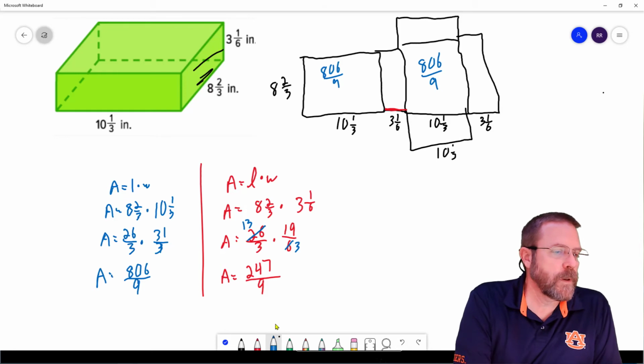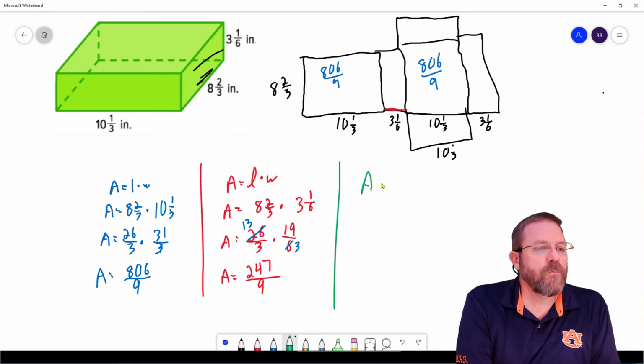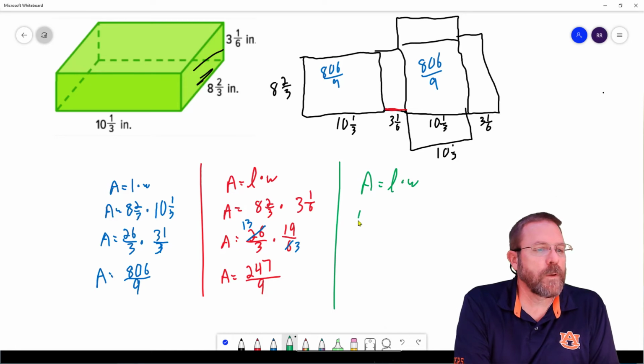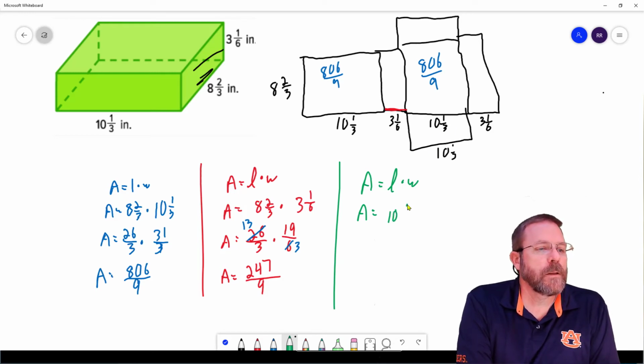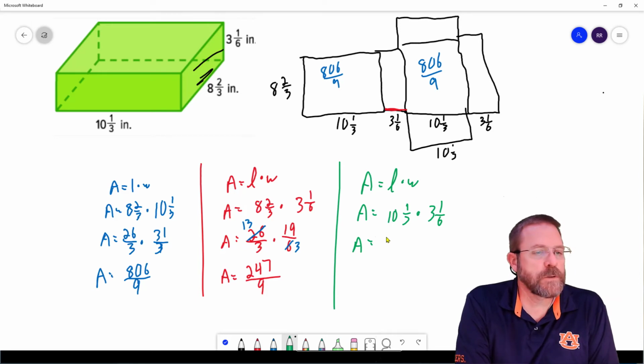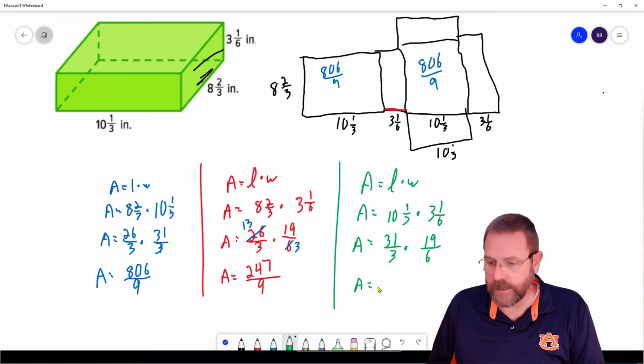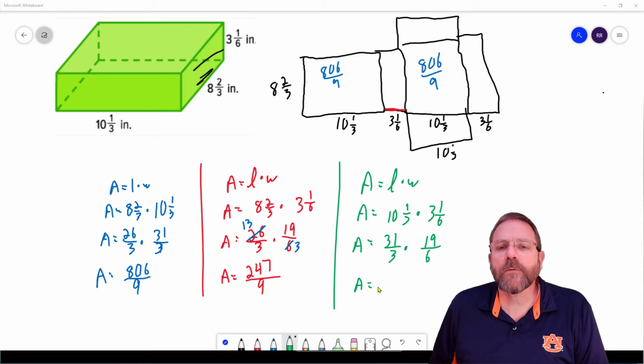And now it's time to do the last rectangle, which is going to be the same formula. Area is equal to length times width. So now area is going to equal, I have a length on this one of 10 1/3, and I have a width of 3 1/6. Change those to improper fractions. That's going to give me 31 over 3, and the 3 1/6 we found was going to be 19 over 6. And this one, sadly, is not going to simplify, and that means we're not going to be able to keep 9 as a common denominator, but our denominator is not going to be too bad.